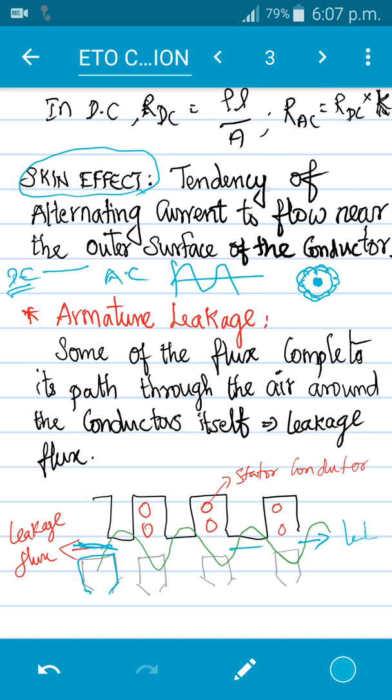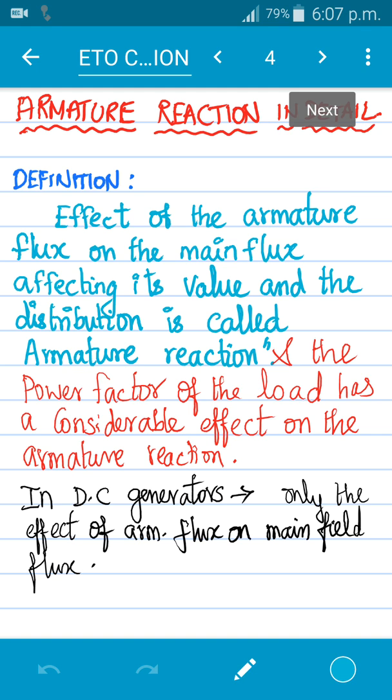What are the effects on the voltage regulation? One we saw is the armature resistance, the other is the armature leakage. Then the important one is the armature reaction. So finally we come to the definition of the armature reaction. If the surveyor asks you to explain the armature reaction in alternator, you have to say the definition first: the effect of armature flux on the main flux, affecting its value and distribution, is called armature reaction. And kindly note, the power factor is the main thing.